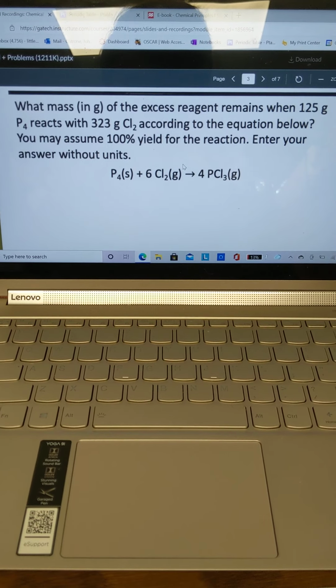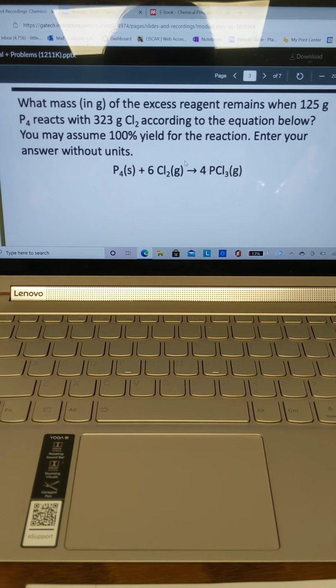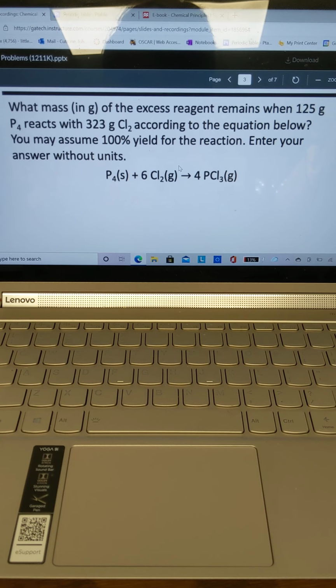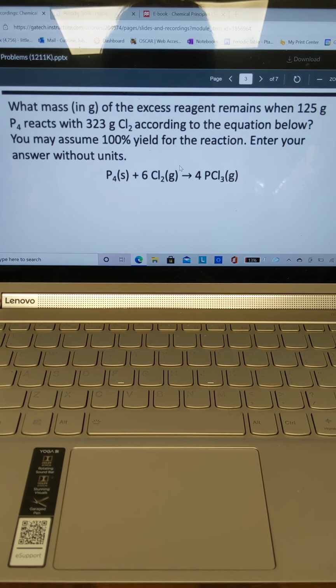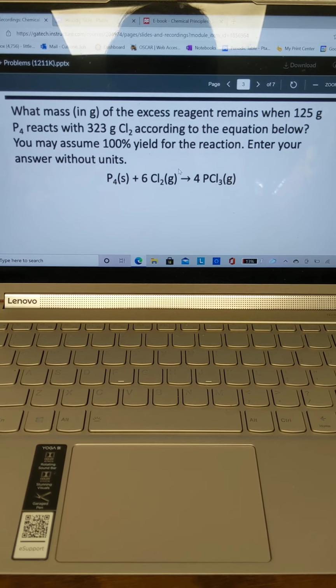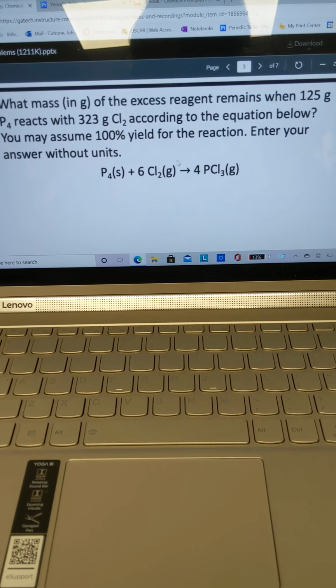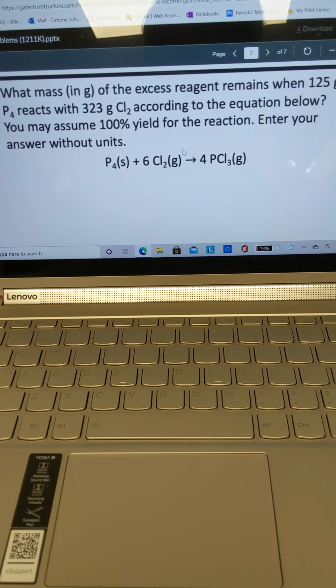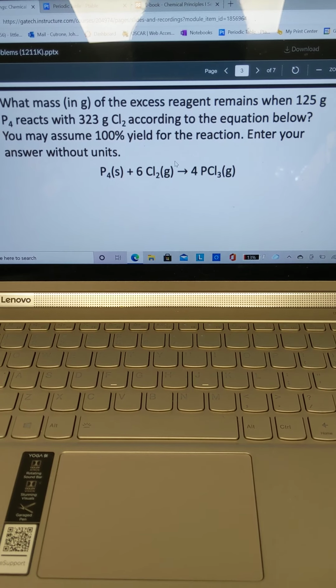Alright, let's go with number 1. What mass in grams of the excess reagent remains when 125 grams of P4 reacts with 323 grams of Cl2 according to the equation below? You may assume 100% yield for the reaction.